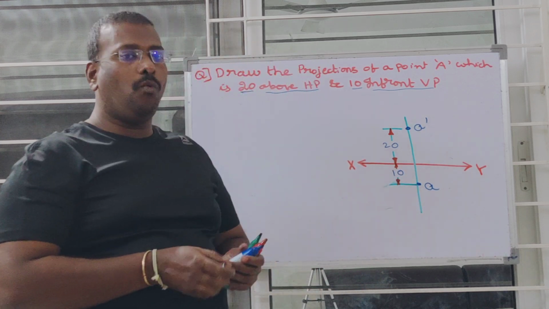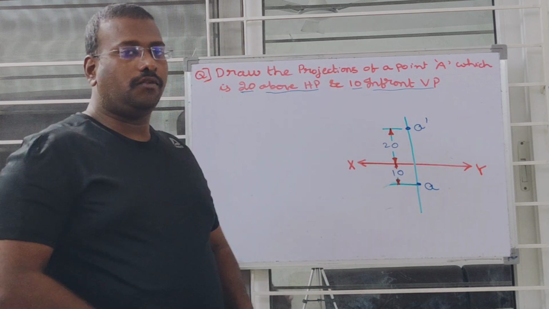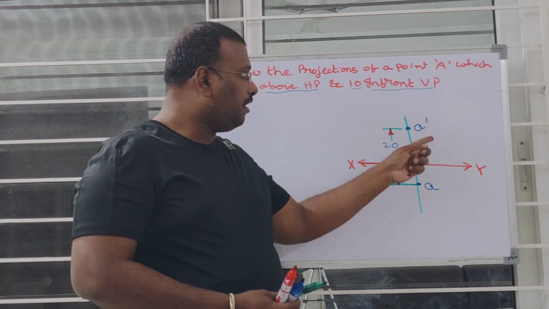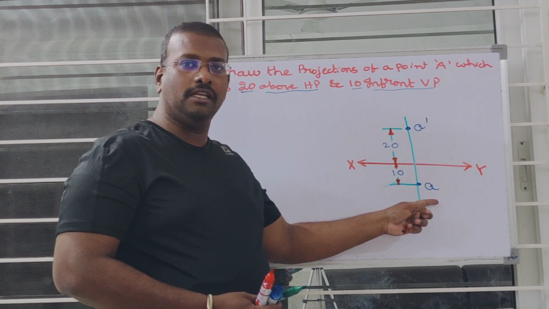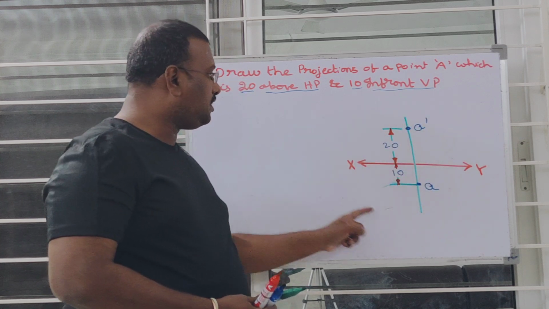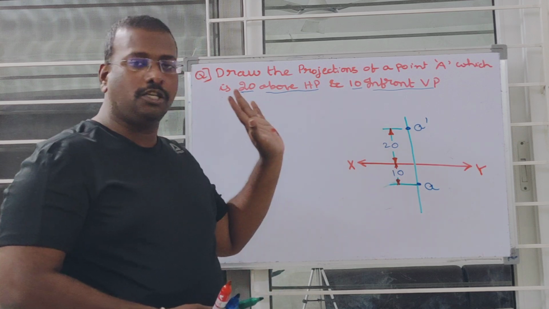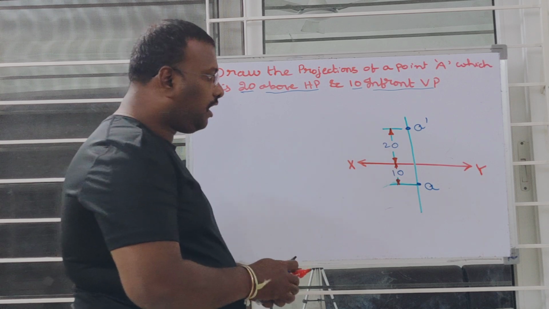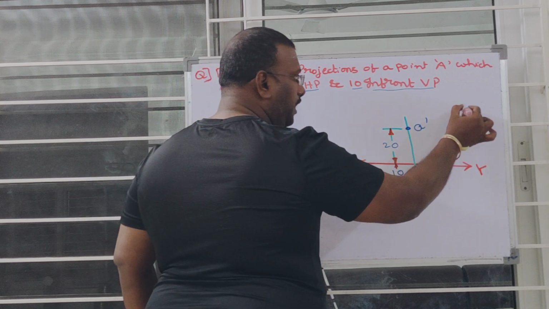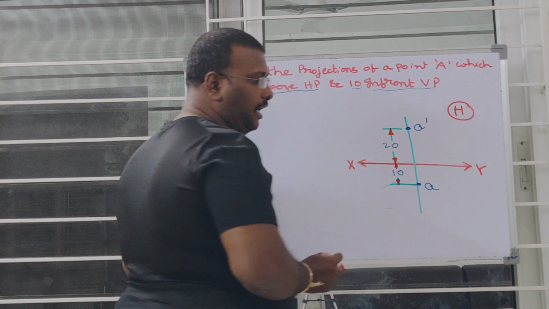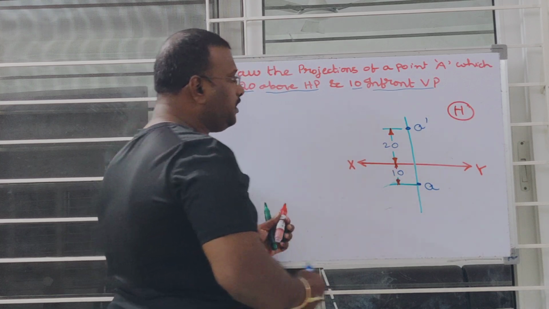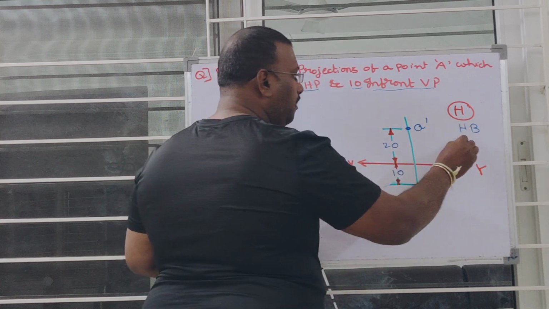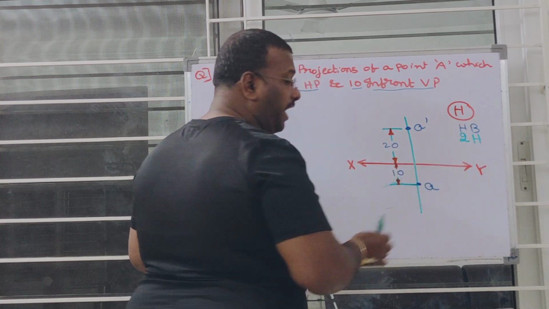So this is the way we have to represent the front view and top view of a point, that is, capital A. Front view is A dash, top view is small a. So if you draw this diagram once the question is given, this is your answer. Here you have to remember a few elements, my dear friends. Wherever I used red color, that is related to H pencil. And wherever I am using blue, this is related to HB pencil. And wherever green, it is related to 2H.